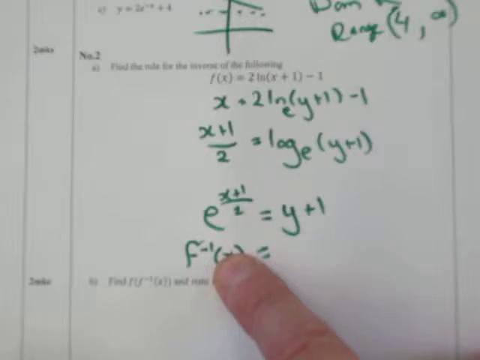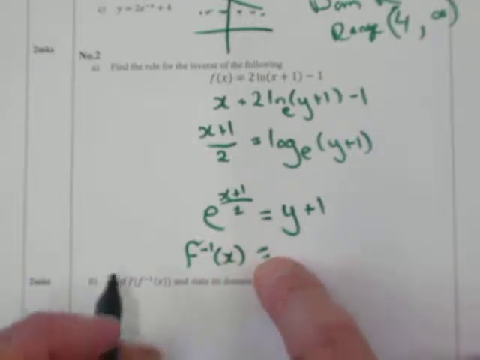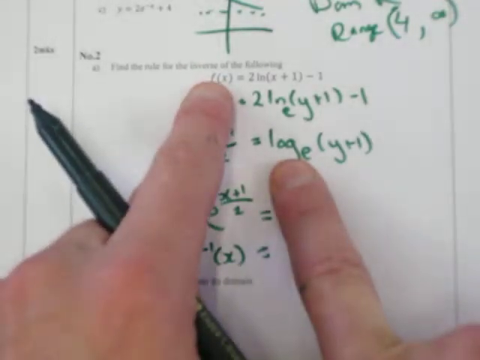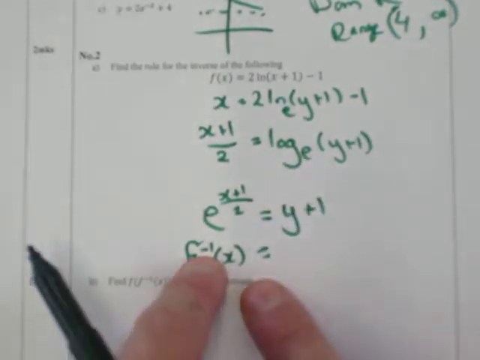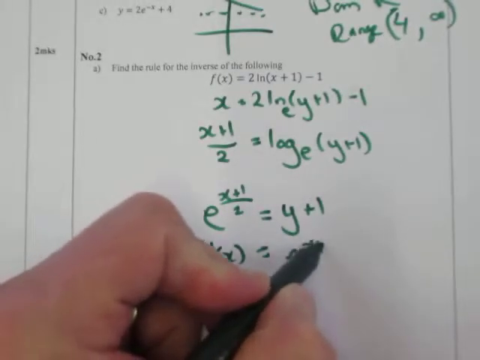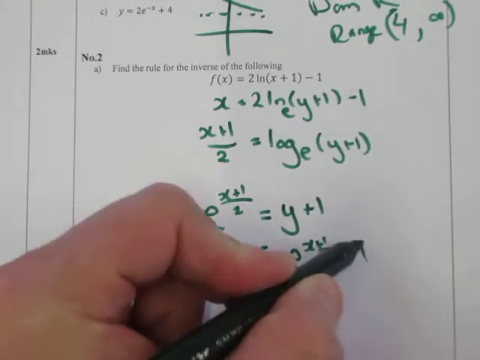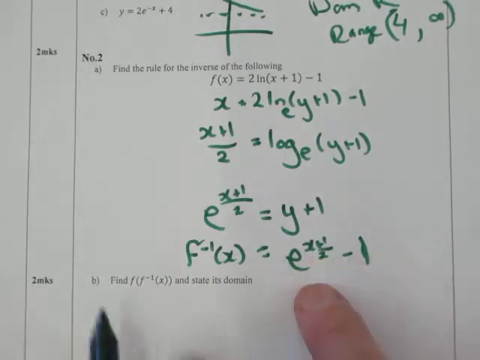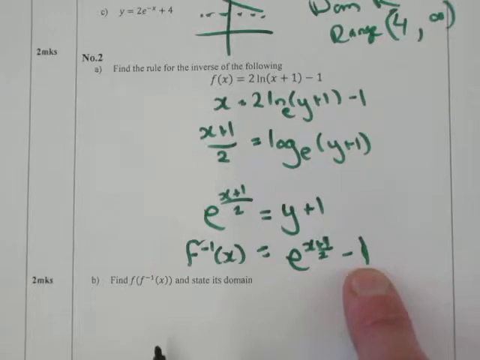Now, I know this is a bit fiddly, but I'm not going to give you the second mark unless you've written it like that. It asks for the inverse, okay, so you've got to write it as f minus 1 of x. You can't write it as y. It's written as f of x there, so therefore you must write f minus 1 of x here. Okay, so the actual final function is this thing, e to the x plus 1, a bit hard to see, over 2, minus 1.